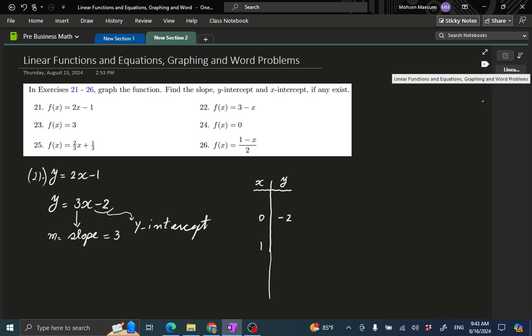So if x is 1, we say, well, what's y going to be? The equation or the function is giving us a recipe: 3 times 1 minus 2. So now it is 1. And then when x is 2, 3 times 2 is 6 minus 2 is 4, and so on. And then again, if we have patience, we go ahead, find halfway points, and so on.